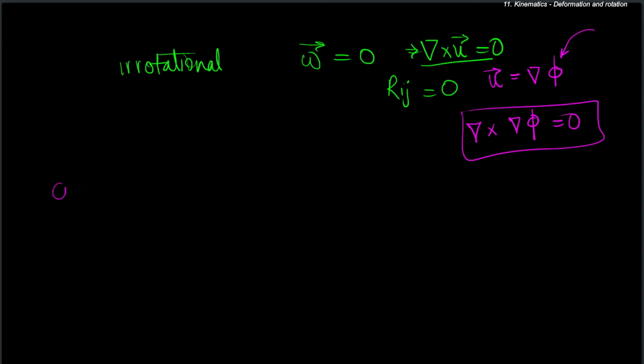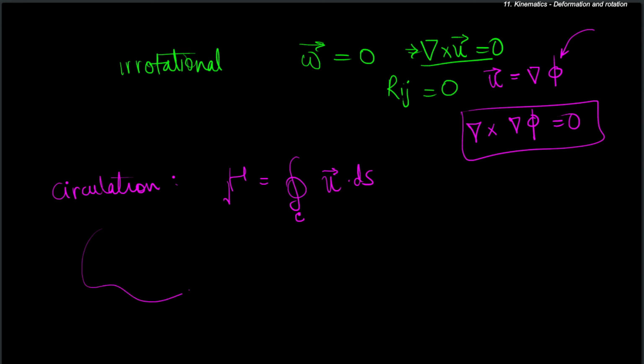The circulation of a flow is defined as gamma, the integral of u dot ds along a closed circuit. So if this is a closed circuit in the flow, we will try to evaluate it. The ds will always be along the curve, so this is ds, and if the u is like this, we will take the component of u along ds and integrate it over the entire curve.